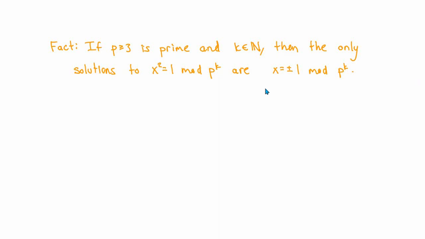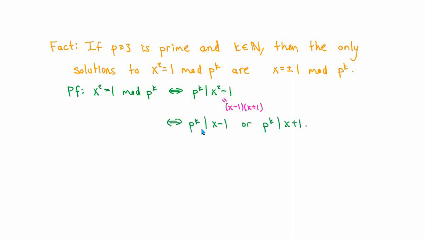The important fact that we need here is that if p is an odd prime number, so not equal to 2, and if k is any natural number, then the only solutions to the equation x squared equals 1 modulo p to the k are x equals plus or minus 1 modulo p to the k. Now, I mentioned this just a second ago, but to see why it's true, let's suppose that x is an integer with the property that x squared equals 1 modulo p to the k. Of course, that means that p to the k divides x squared minus 1, and since x squared minus 1 factors as x minus 1 times x plus 1, that guarantees that p to the k has to divide x minus 1 or x plus 1.